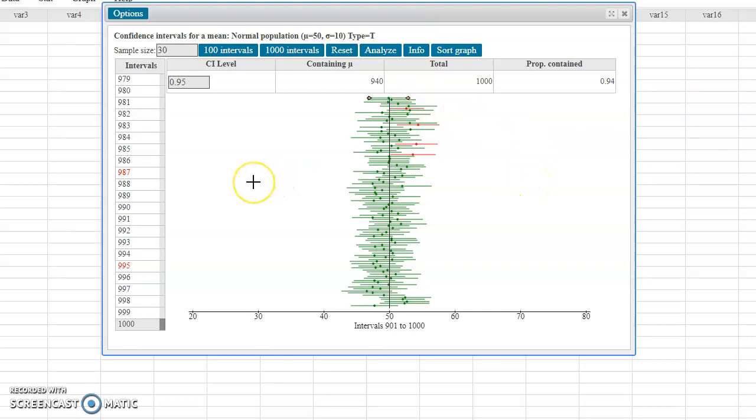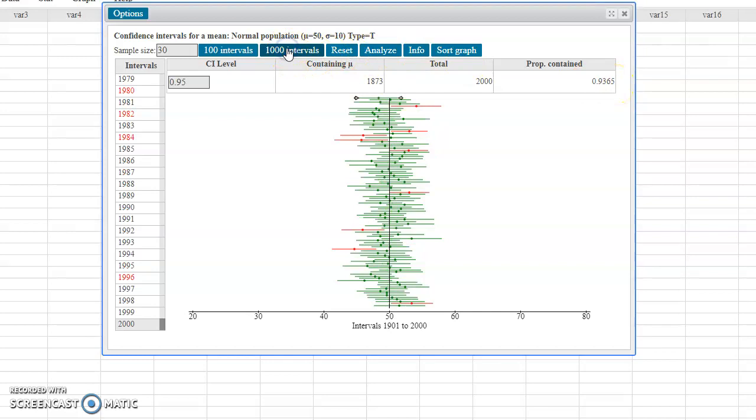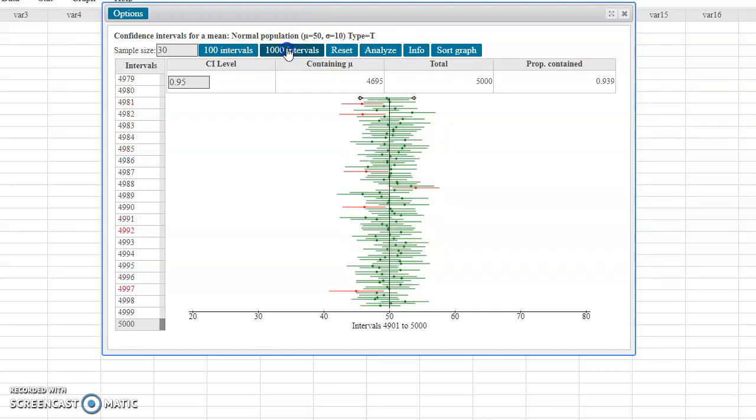Since our confidence level is 95%, we would expect approximately 95% of these intervals to be green, and we got 94%. Let's do 1,000 more. We'll do 5,000 total this time. Out of 5,000, we got 93.9% that contain the true value of the mean. We expect to get 95%, so we're a little bit below.